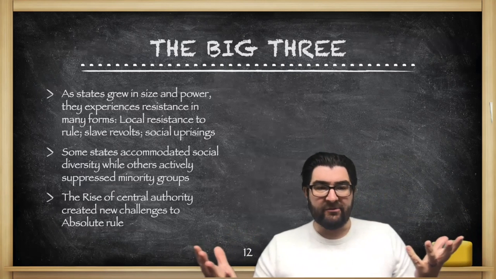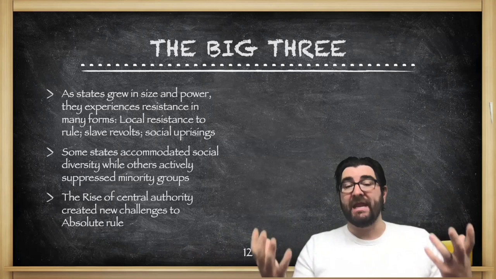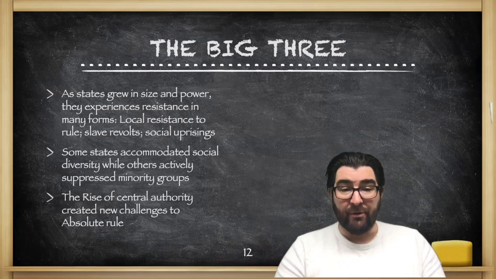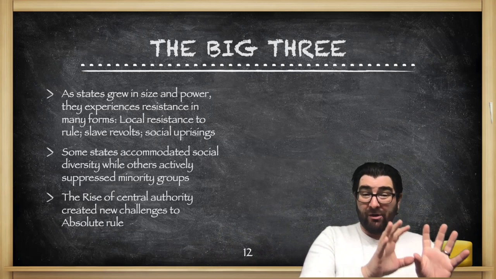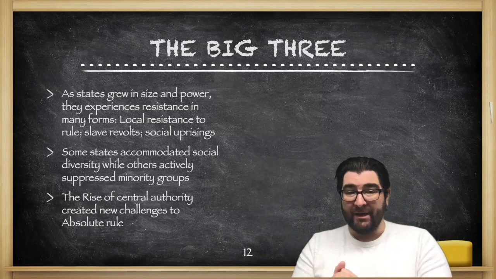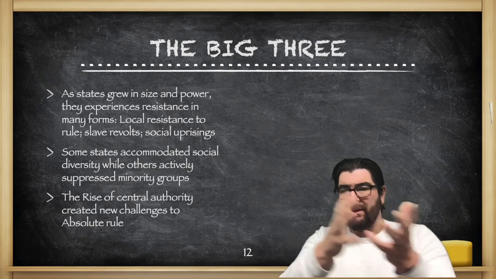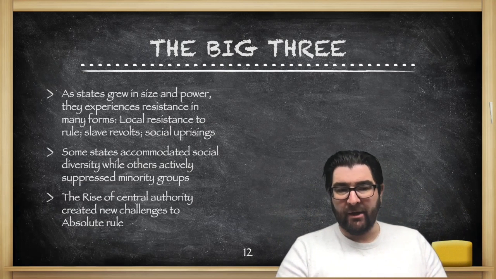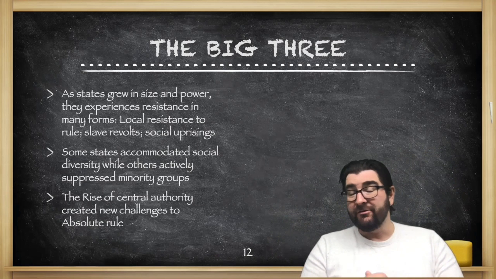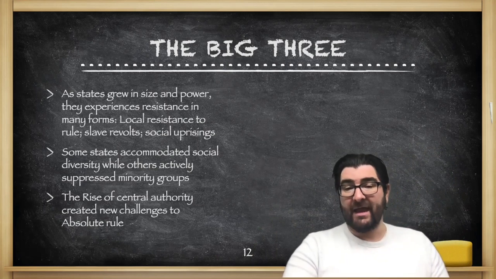So the big three, as we leave here: as states grow in size and power, they experience resistance in many forms: local resistance to rule, slave revolts, social uprisings. Some states are more open to accommodating social diversity, while others are going to suppress minority groups. Or in the example of the Mughals, we see more support and then later more repression within the same empire. And the rise of central authority creates new challenges to absolute rule. You start having some resistance within states against that absolutism.